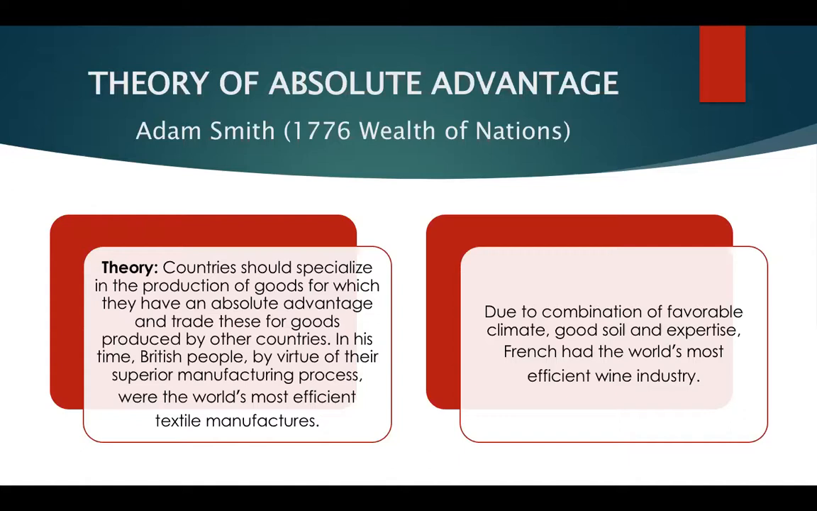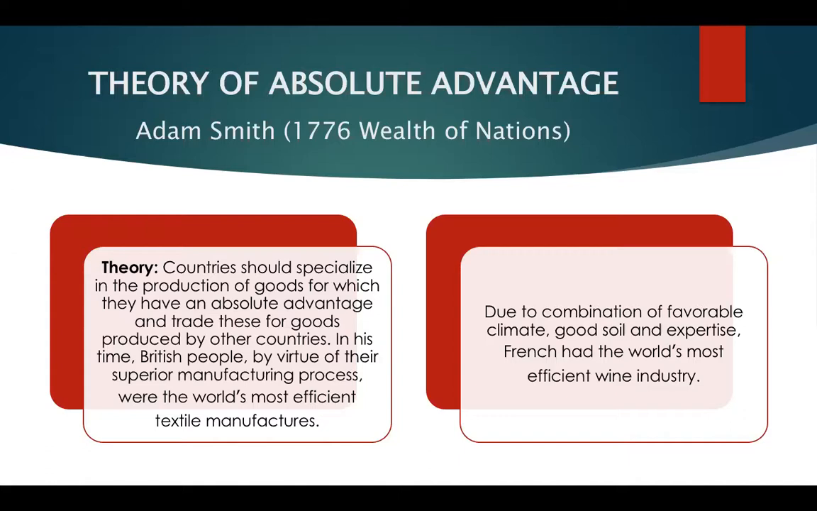Japan has absolute advantage in certain industrial sectors, like the automobile and camera industries. Those are not necessarily natural absolute advantages in Japan; they have also created that advantage. They have created those capabilities. But in some goods, like wine, French soil is really appropriate for the wine industry. So you can say that France has an absolute advantage in the wine industry.